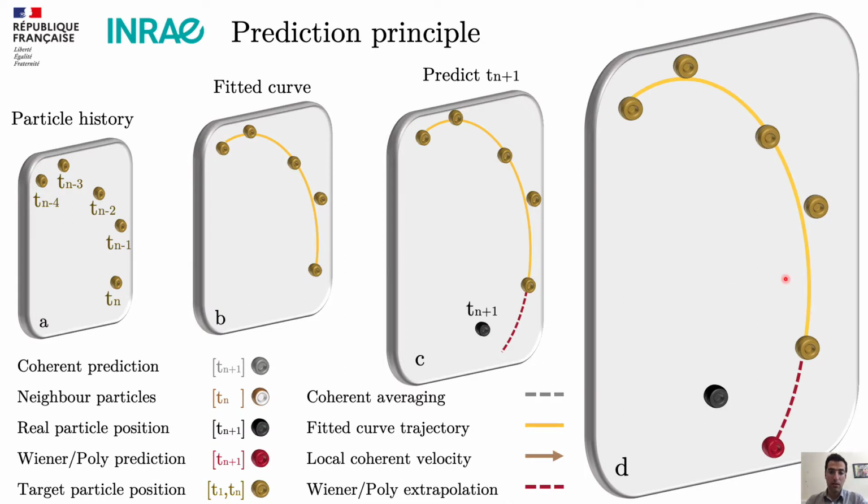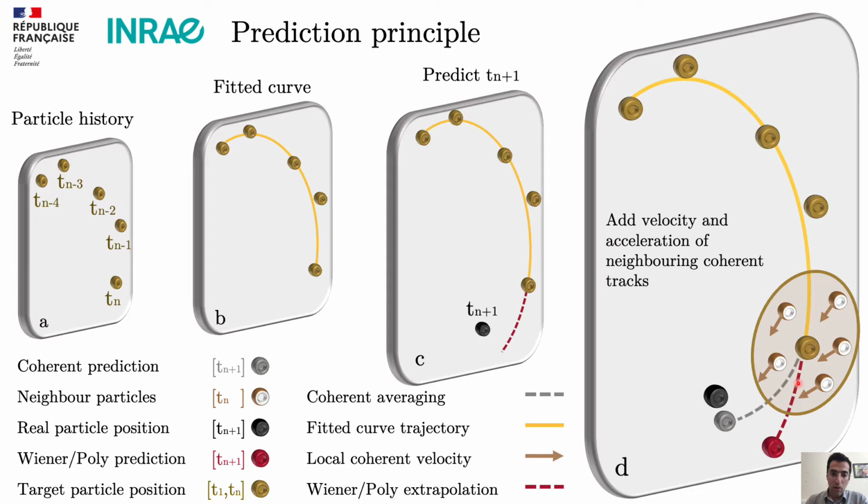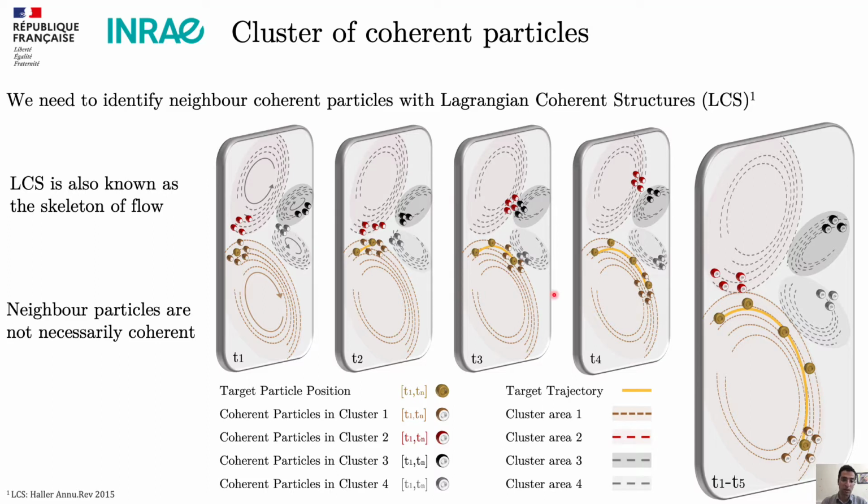We argue that single particle position history is not enough to predict the particle position in complex regions, especially when you have high acceleration. So what we do is add local neighborhood information. Velocity and acceleration of your neighborhood can improve the prediction accuracy. But the question is, which neighbor particle is coherent with your target particle? To answer this question, we proposed using Lagrangian Coherent Structures, LCS, to identify coherent and non-coherent particles.